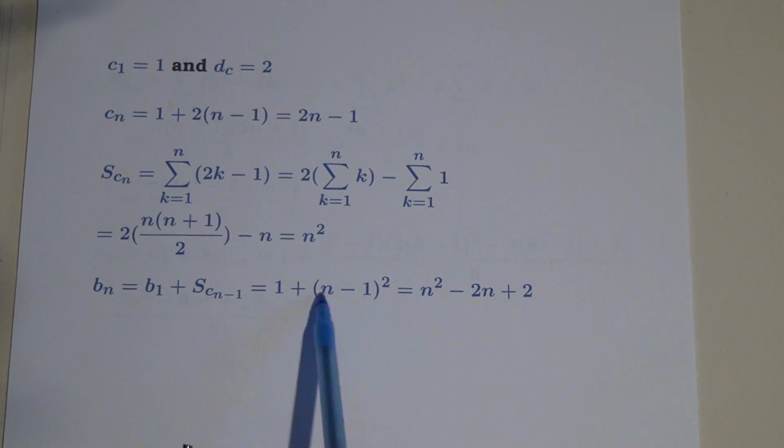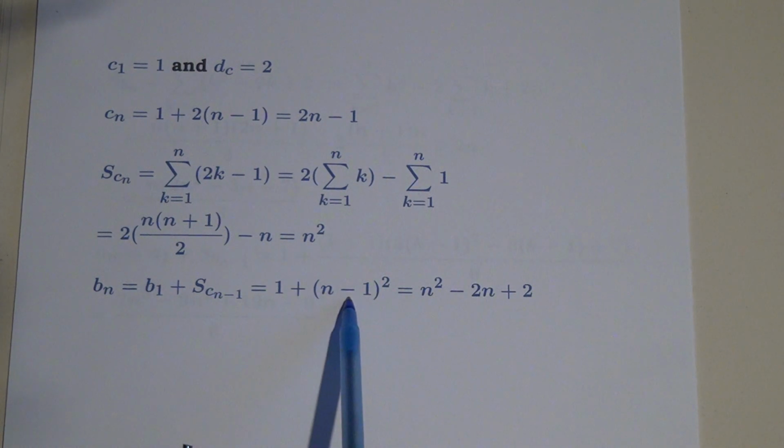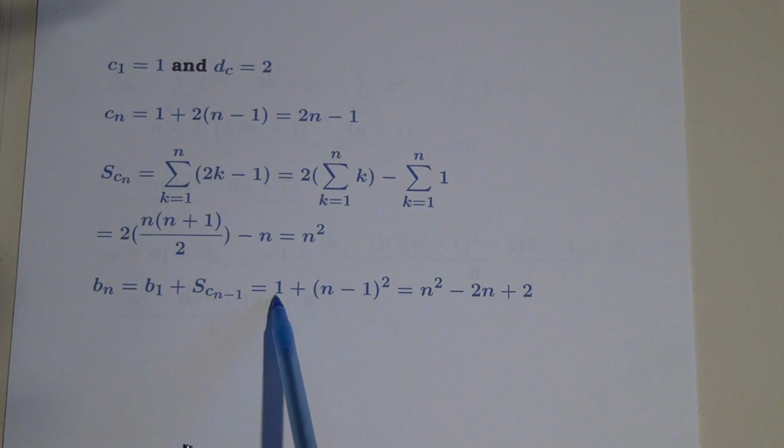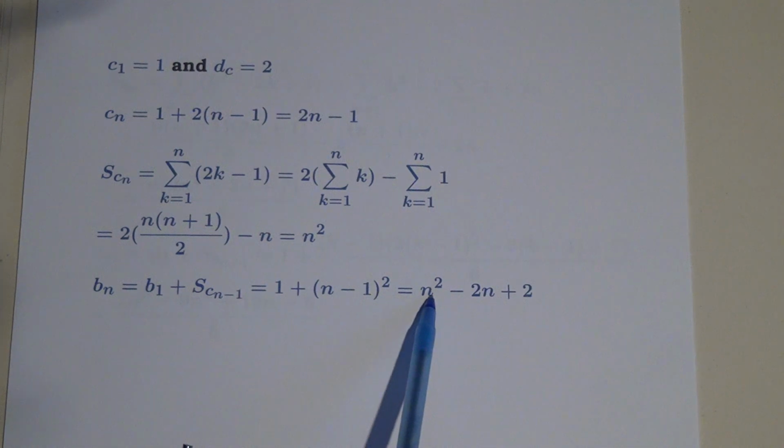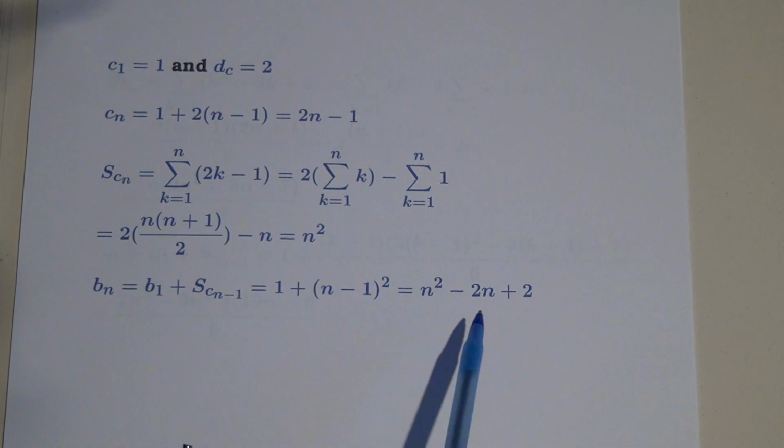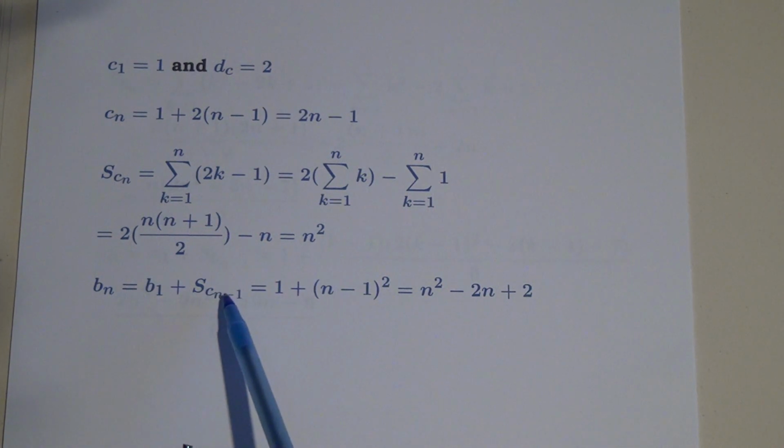You expand this one, you got it, right? n squared minus 2n plus 1. Well, you have one more, so it will come out n squared minus 2n plus 2. So this one is the general term.